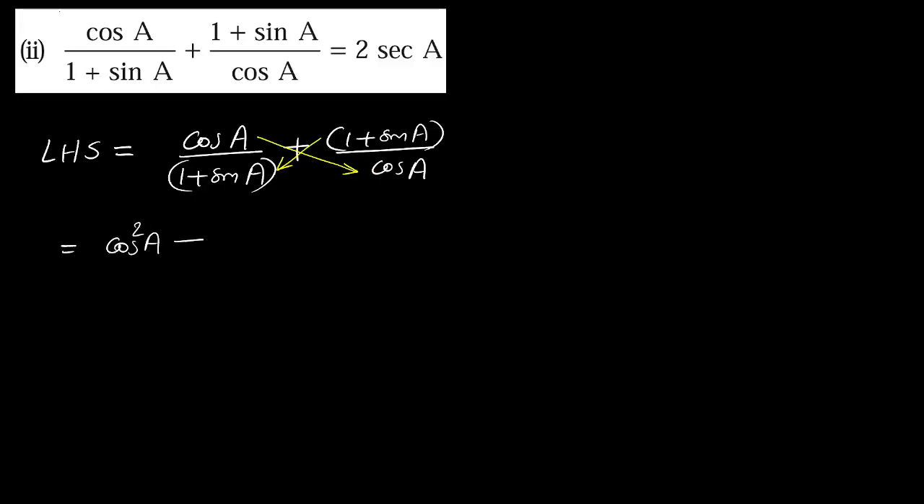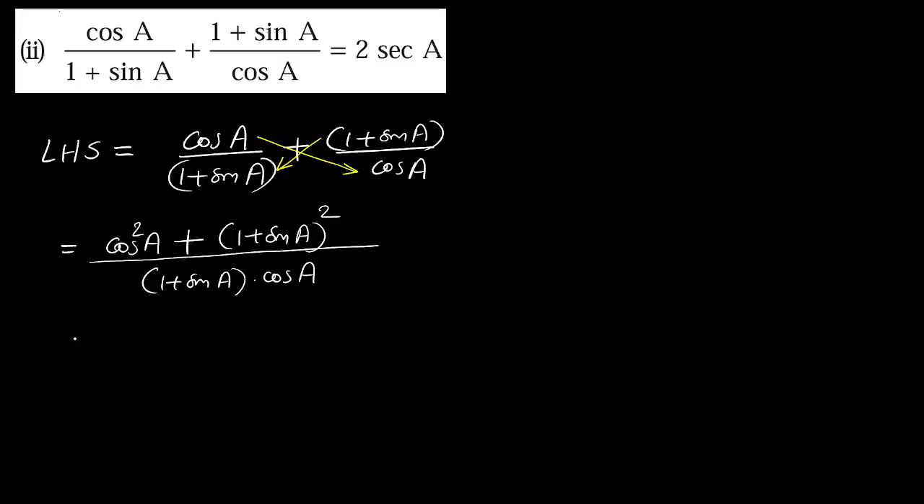If you don't understand, please tell me. 1 plus sin A into 1 plus sin A, 1 plus sin A whole square. So just do the cross multiplication. Cos A into cos A, cos square, plus 1 plus sin A into 1 plus sin A, 1 plus sin A whole square. Then denominators to be multiplied: 1 plus sin A into cos A. The step is clear. All of you clear? Nishita, Lina, Samriddhi, everyone is okay.